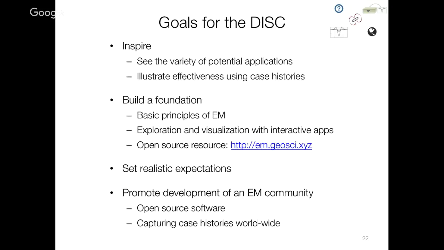What were our goals? Want to inspire you, show you a different variety of potential applications, illustrate the effectiveness through case histories. Seeing how something actually works in practice is very effective. Build a foundation. I still can't stress this enough.